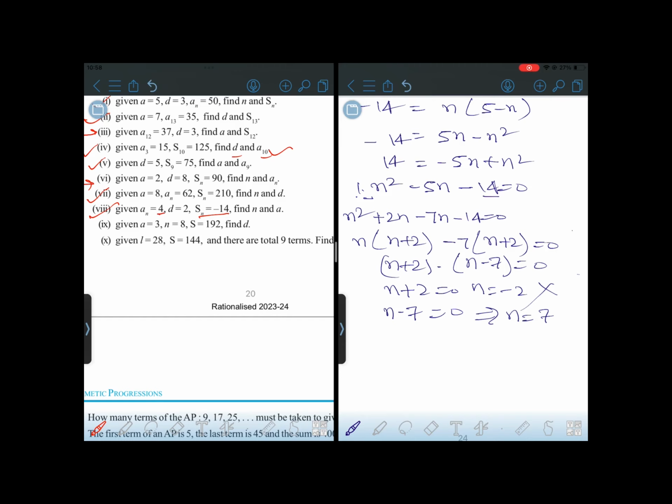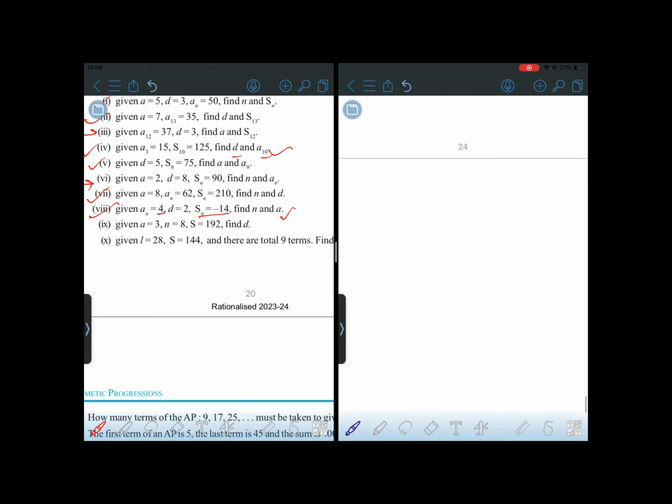So now we have got the value of n. Next, we have to find the value of a. I hope you can solve it by yourself because we have solved so many questions similar to this, right? So I think it is clear. Let's go to the ninth question.